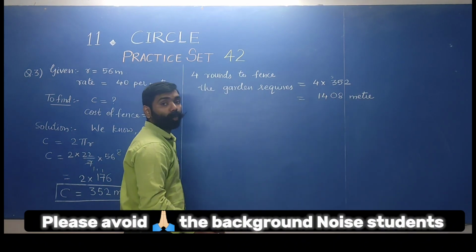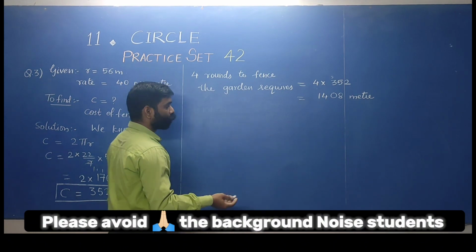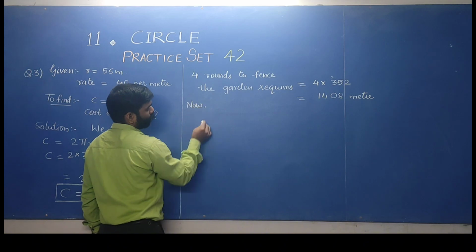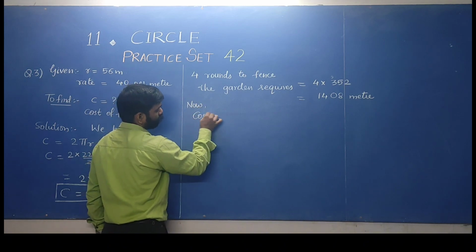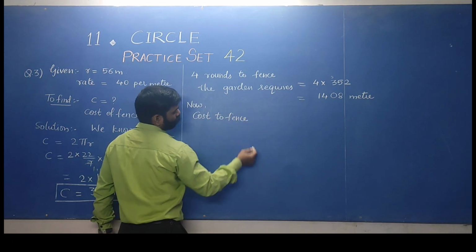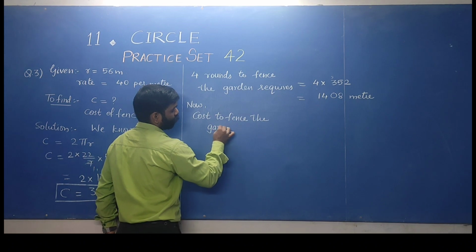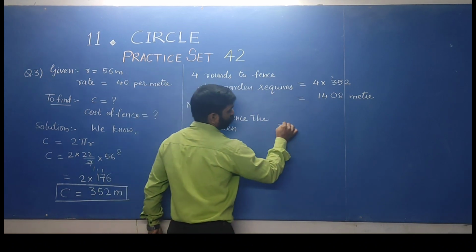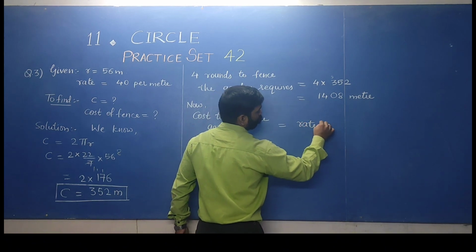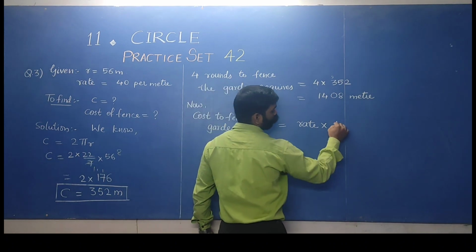1408 meter wire is required to fence the garden 4 times. So now the cost price. Now the cost to fence the garden. How will we get it? Rate multiplied by wire required, 4 round wire.